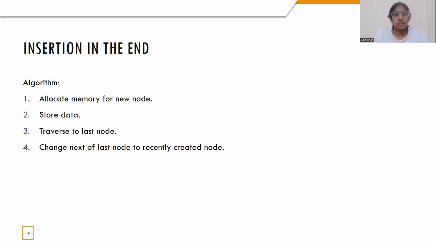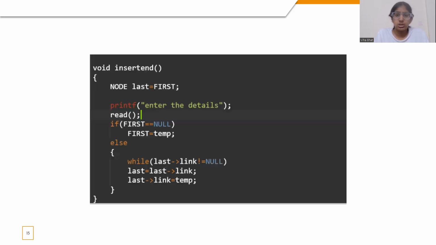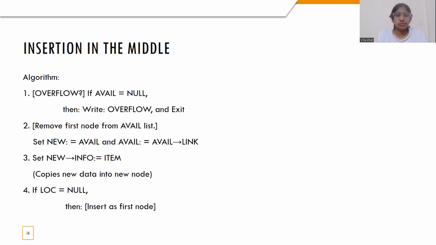Next is insertion in the end. This allocates the memory for a new node, stores the data, traverses to the last node, and changes the next node of the last node to the recently created node. Here's a code snippet for insertion in the end. So first we're initializing node last equals to first, and then entering the details like we did in the insertion in the beginning.